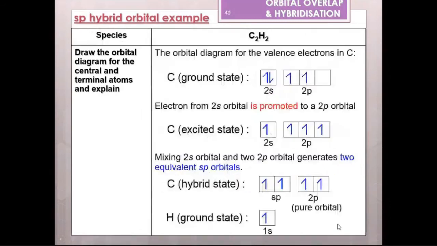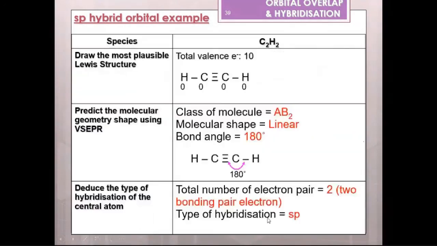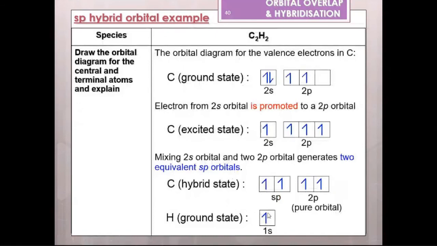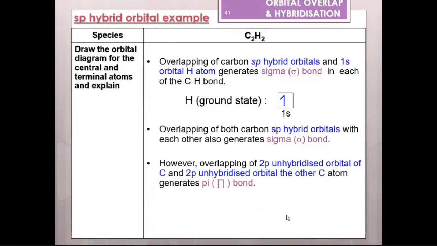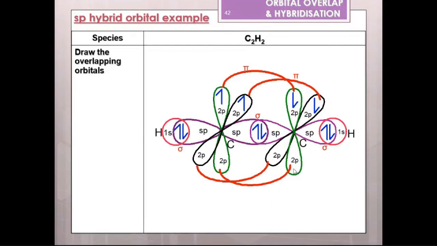Okay, now the ground state for hydrogen is 1s. So you explain the overlapping of the carbon sp3 hybrid orbital and the 1s orbital of the hydrogen atom to generate a sigma bond. Another one is overlapping of both carbon sp. Okay. If you look at the lecturer's explanation, maybe you feel it is a bit complicated, but for me, I prefer it like this. Listen.